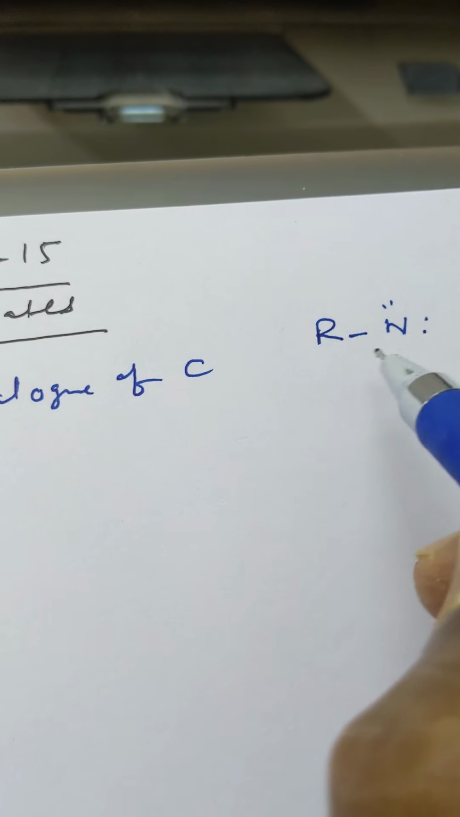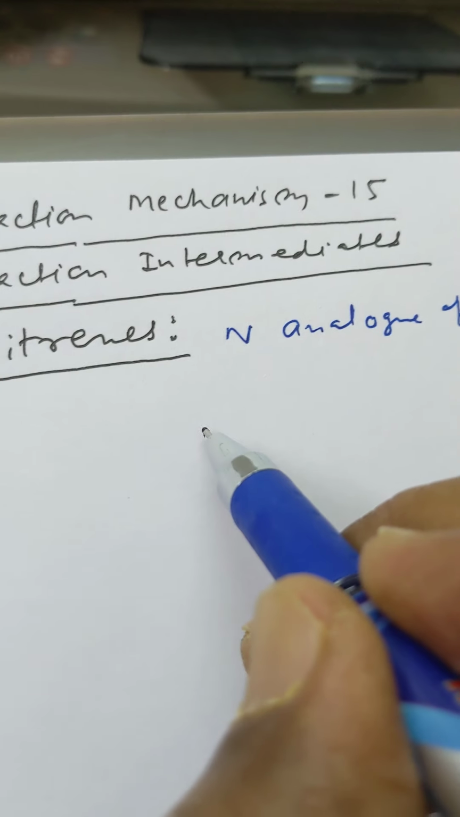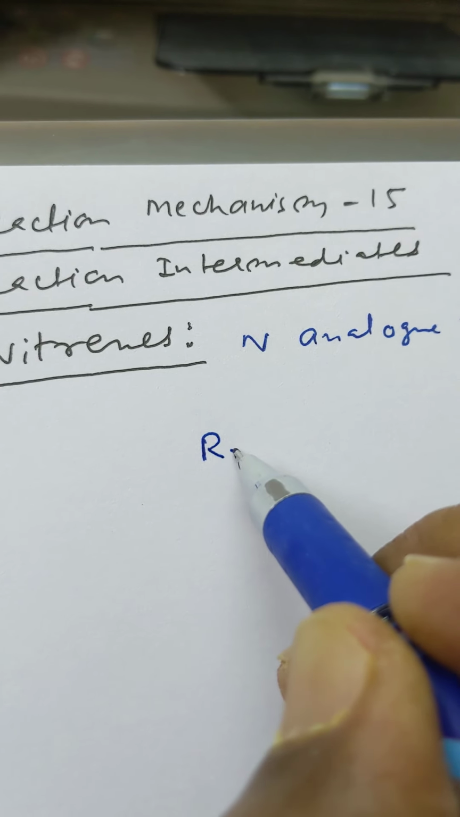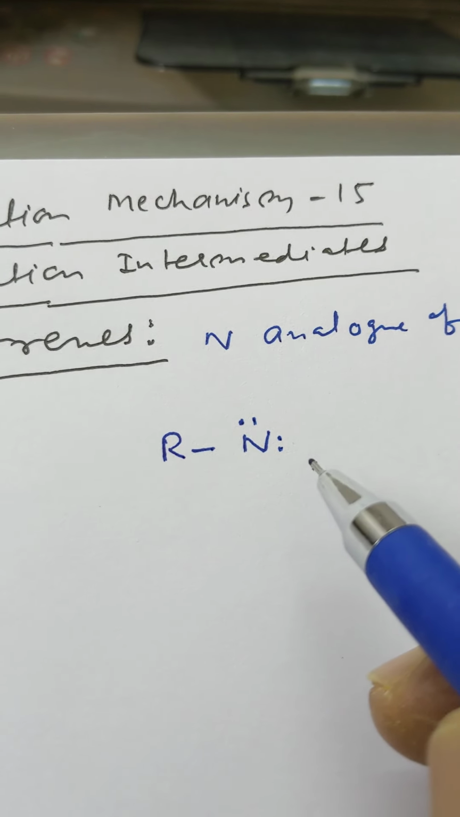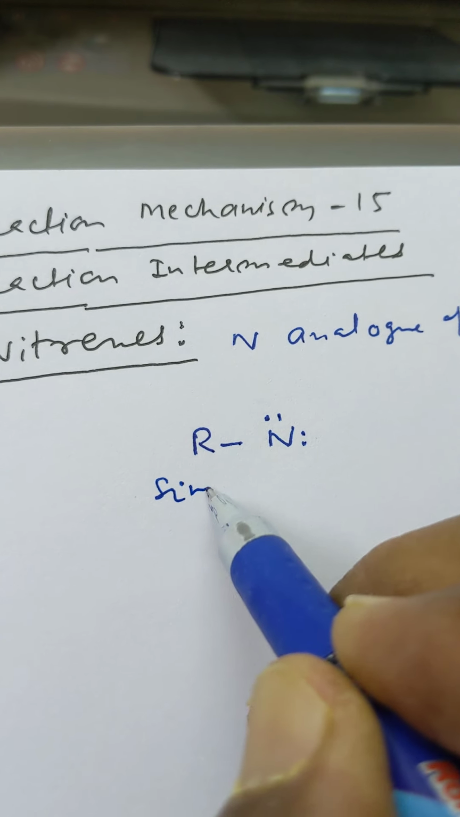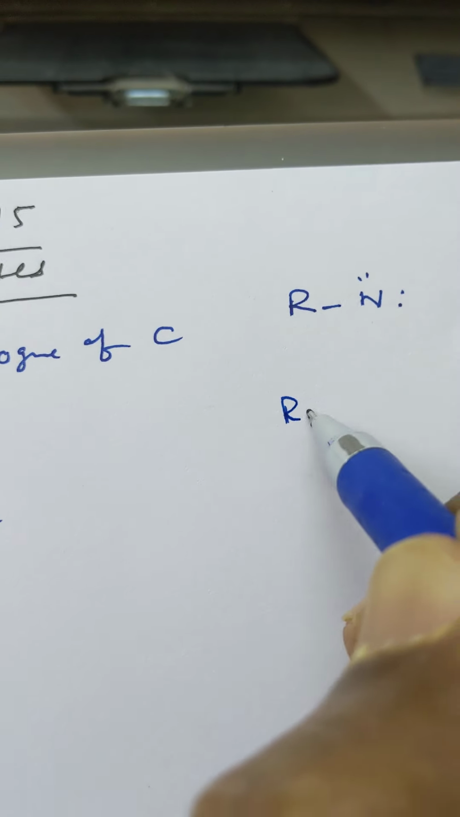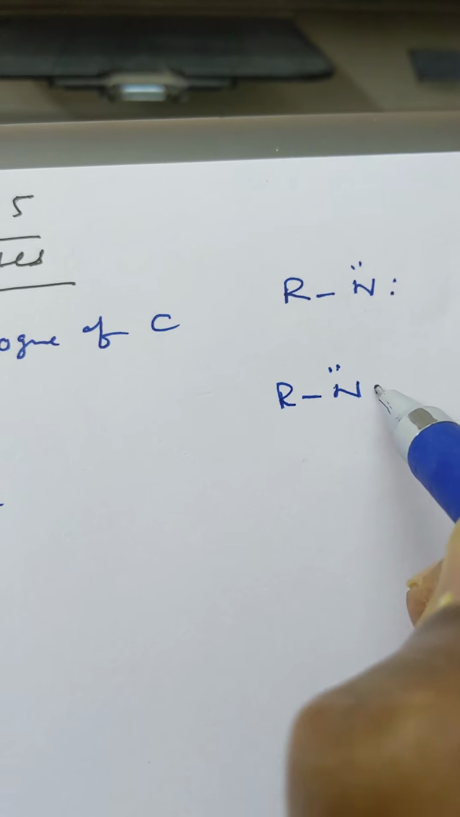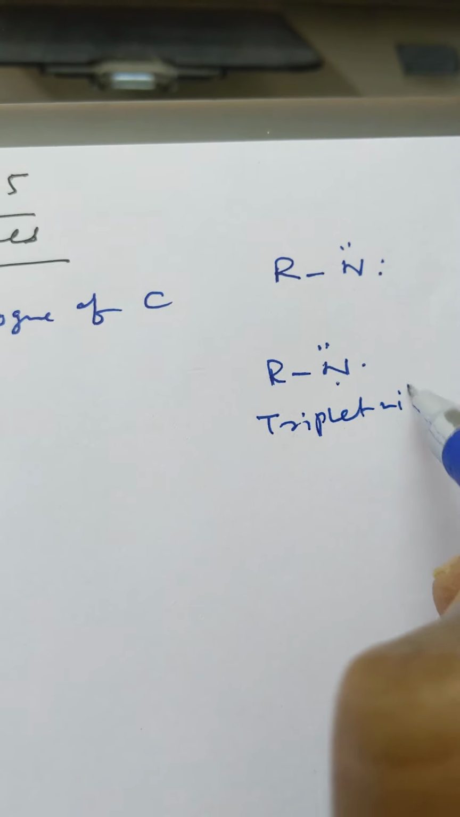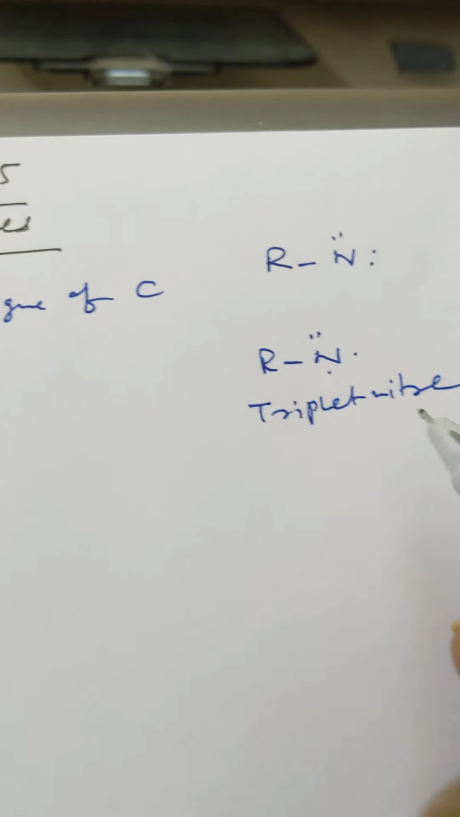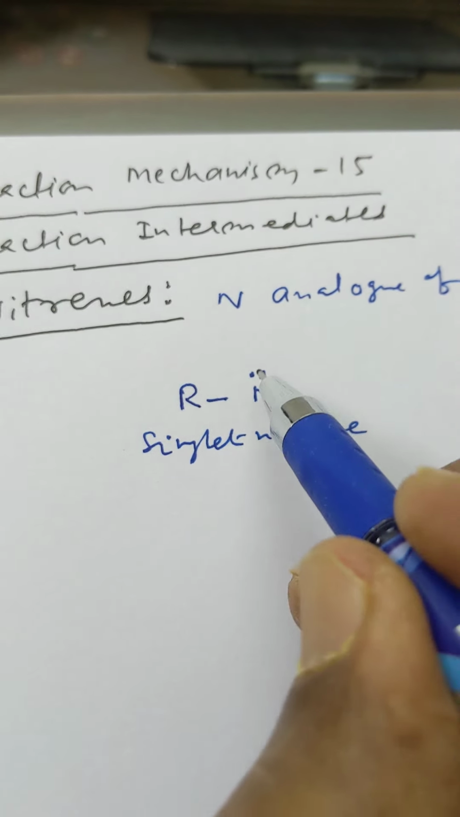Now, as in carbenes, nitrene can also be singlet as well as triplet. So I am representing here both the types of nitrenes. If both the electrons are paired, then it is going to be a singlet nitrene. And if one of the electron pair is paired and two electrons are unpaired, then it is going to be triplet nitrene.